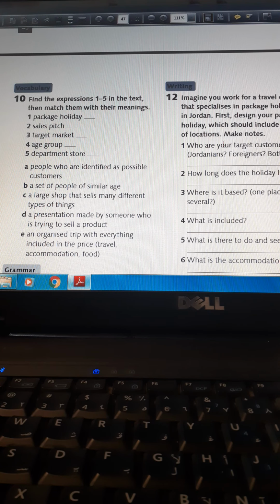Okay, I'm going to repeat the answers. Number 1, package holiday. E. 2, sales pitch. D. 3, target market. A. 4, age group. B. 5, department store. C. You will notice, guys, that these words or expressions are not listed in the glossary. And you have to bear in mind that everything mentioned and asked about in the activity book is considered very important. So please learn these expressions by heart.